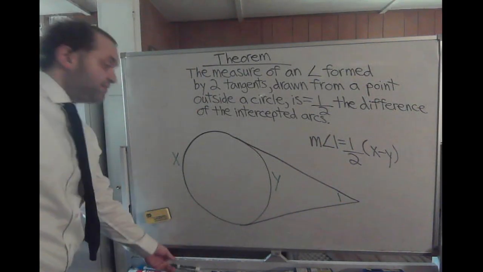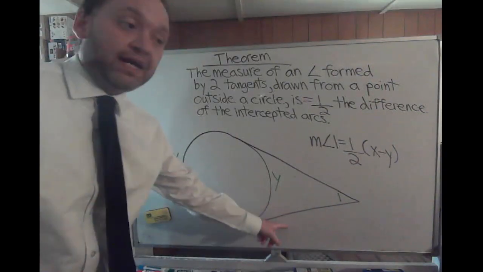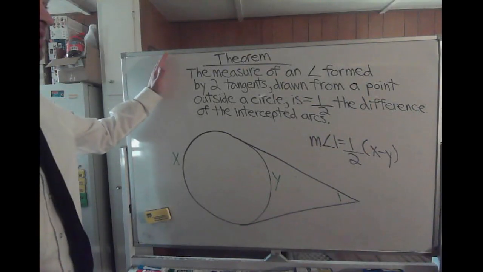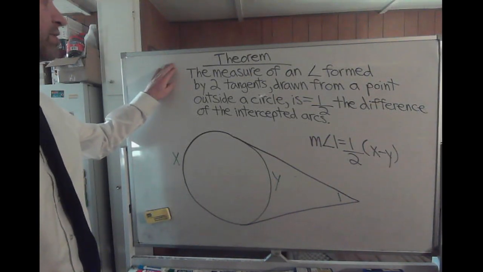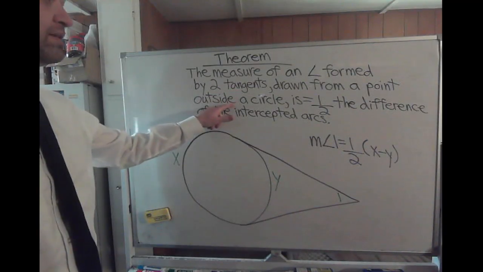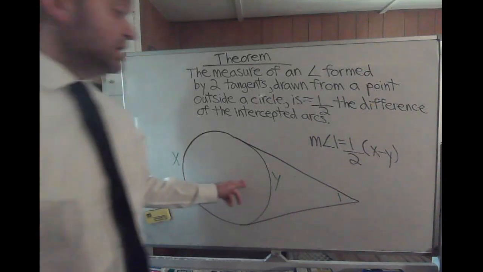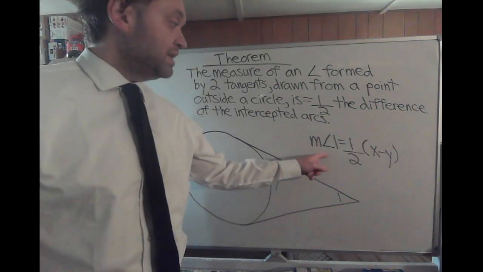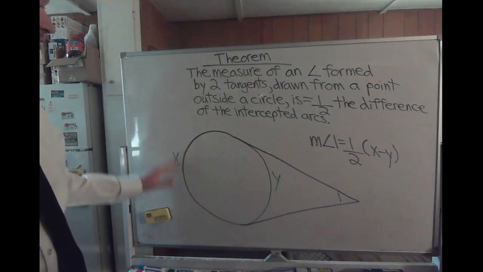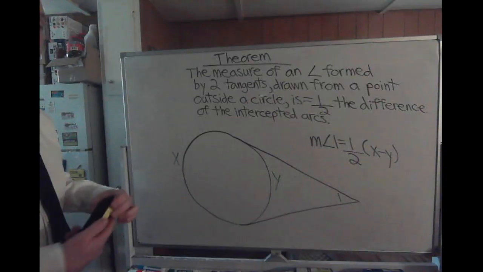Alright, so then we have case 2 where you have a circle with two tangent lines that start from outside the circle. It's the same thing for this part 2 of the theorem. The measure of an angle formed by two tangents drawn from a point outside a circle is equal to half the difference of the intercepted arcs. So again, to find the measure of angle 1, it's going to be equal to half of x minus y. So it would be equal to half of the bigger arc minus the smaller arc. So that's pretty simple too.